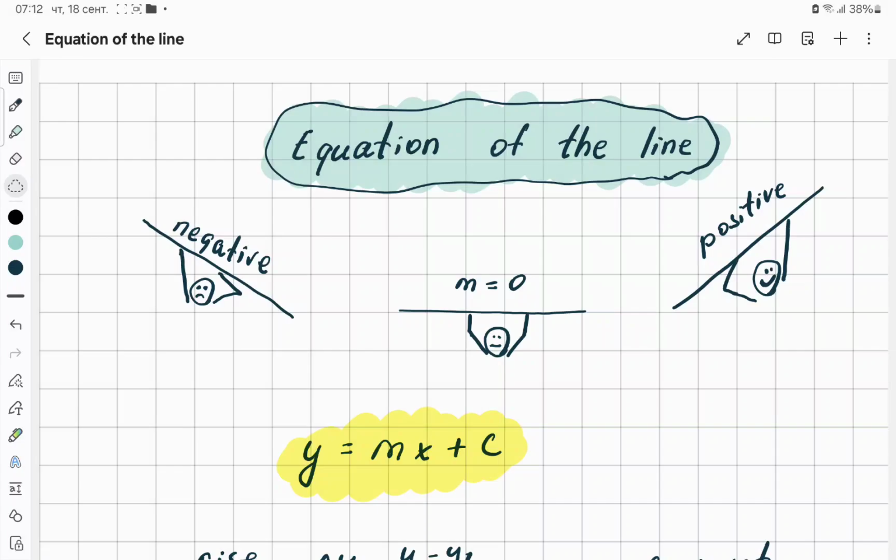Today we are going to talk about one of the most fundamental concepts in algebra, the equation of the straight line in slope-intercept form. By the end of the lesson, you'll be able to write equations of lines from graphs or conditions and solve exam-style problems step by step.